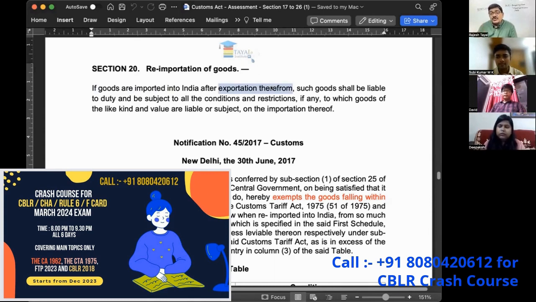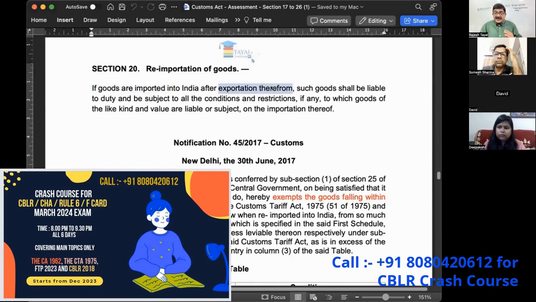So by chance something goes wrong, and the vessel goes out of the Indian customs waters and then it comes back. Right. So goods have actually gone out of the Indian customs waters also, not only territorial, I'm talking about the customs waters also. And then the vessel is coming back. Can we treat that as imported goods? Yes, that is imported goods.